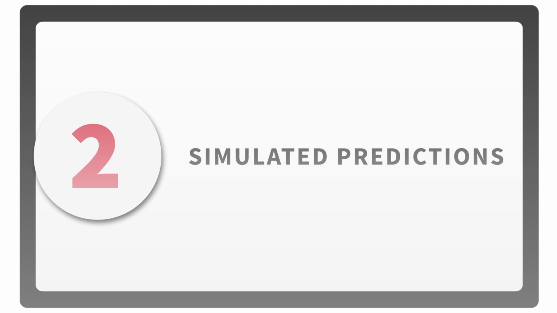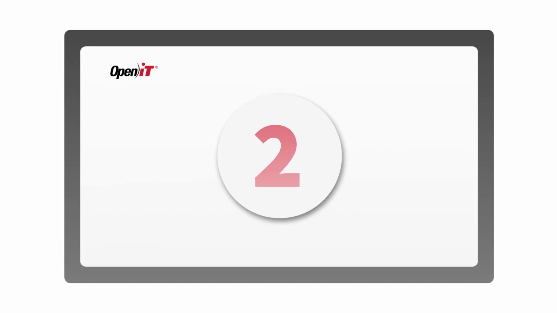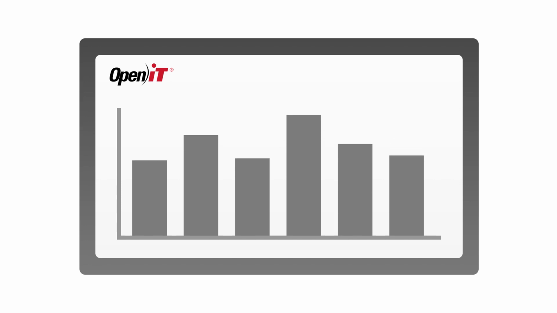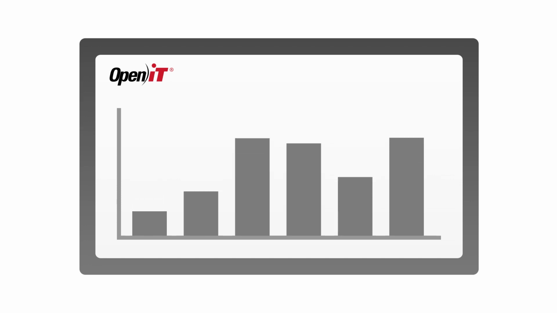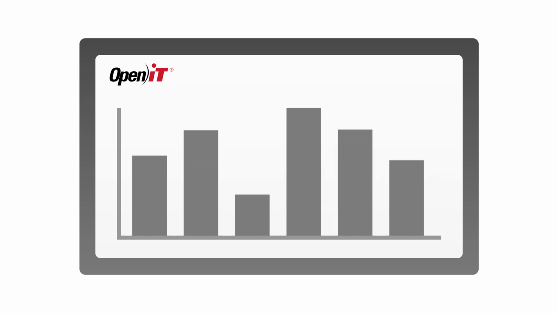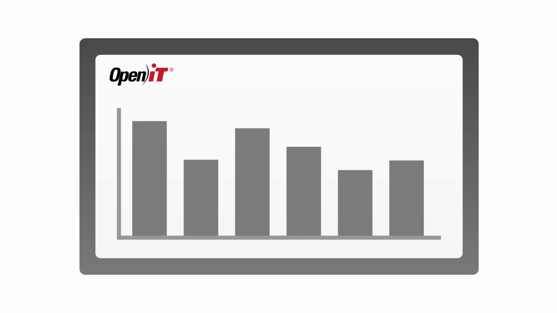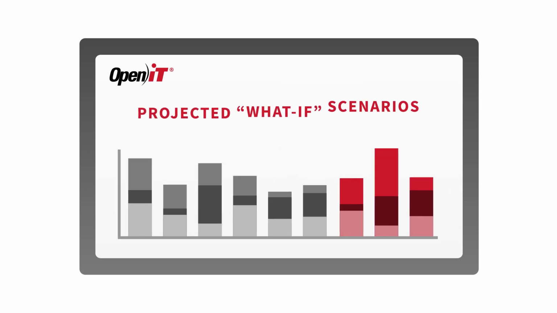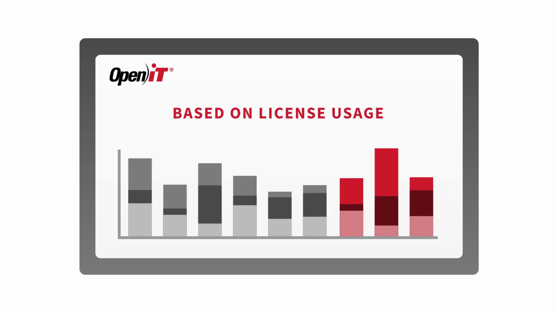2. Simulated predictions. So, what can be done with these reports? This brings us to the second capability that really helps distinguish us in the field. On top of standard usage and utilization reports, OpenIT allows you to dive deeper into your data and generate reports showing projected what-if scenarios based on license usage.